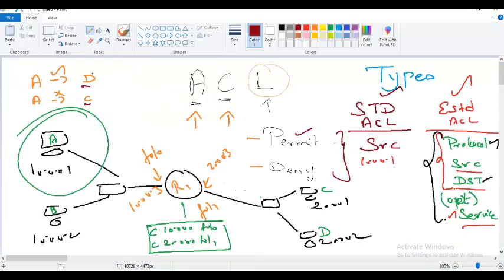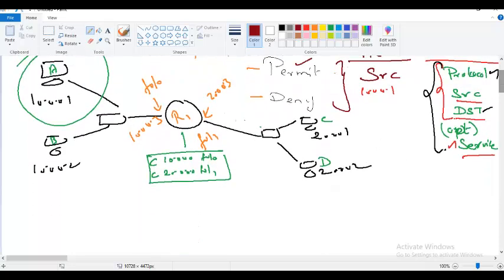For example, to achieve this, let's say first we will do standard access list. I don't want A talking to anyone in this direction. A talking to anyone in this direction not permitted. So I don't care about the destination A. If A matches, this port should not allow. Look at this port. But where do you write the access list? In the global configuration mode.